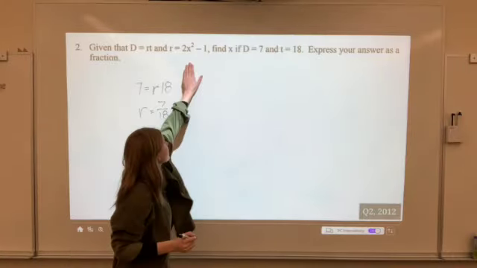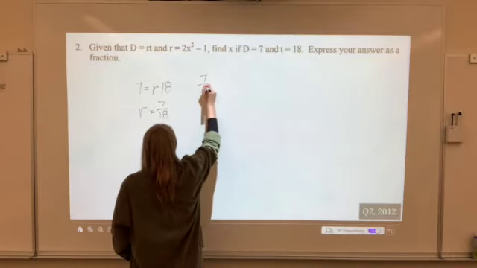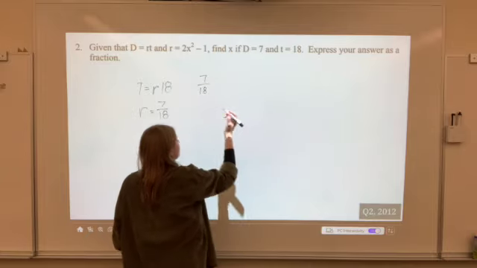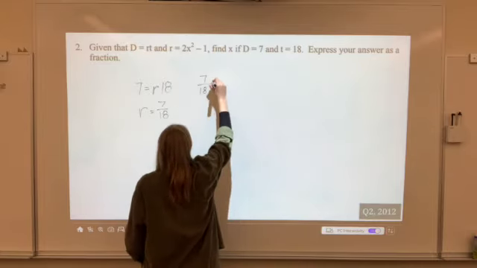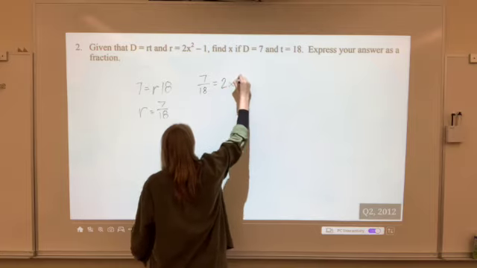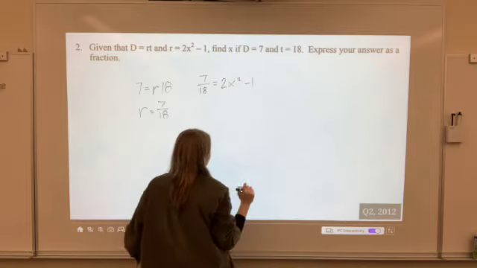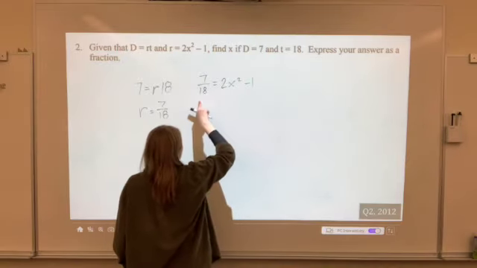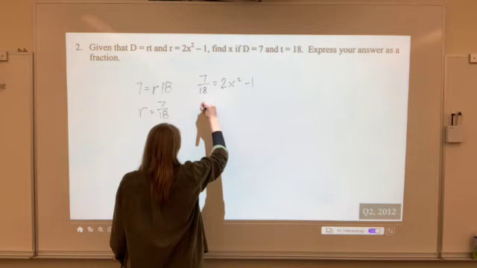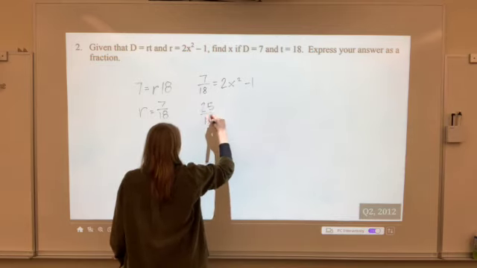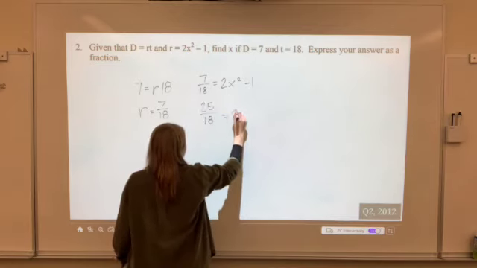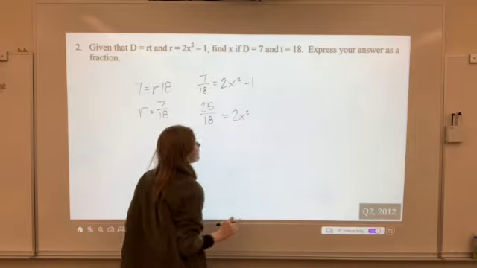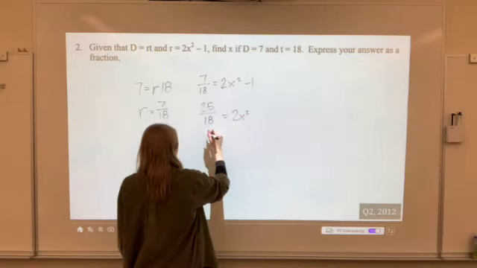Now, let's plug it into this equation here. 7 over 18 is equal to r, and r is equal to 2x squared minus 1. Okay, now let's simplify. Add a 1 to both sides, so 18 over 18. So we get 25 over 18 is equal to 2x squared. Let's divide both sides by 2, and we get 25 over 36 is equal to x squared.